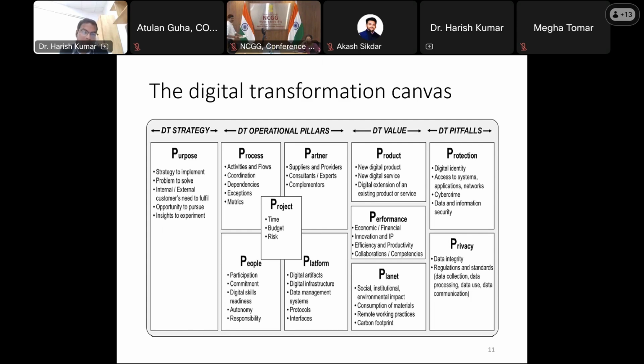If we talk about the second pillar here, like DT operational pillars, it is divided into the four quadrants, or I can say the four pillars in this process. First one is the process, second people, third platform, and fourth one is the partner. Project is a constraint here. The middle one here is, if you are able to see my cursor, project is my constraints. First one is what are the time limit?